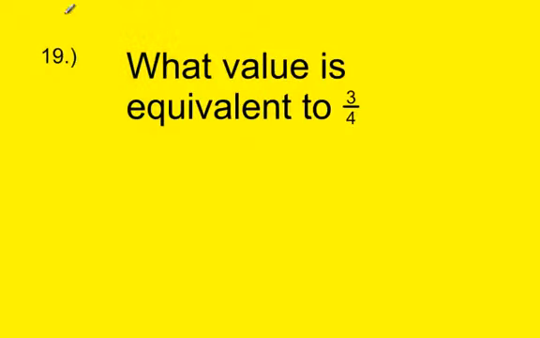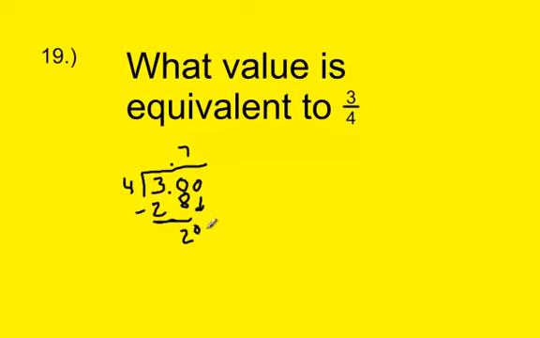Number 19. What value is equivalent to 3/4? Two ways of doing this. Here we go. Division house. What falls in? The 3. The 3 becomes your dividend. The 4, your divisor. Add a decimal, add a decimal, add a 0. 4 goes into 30 7 times. 30 minus 28, 2. Bring down a 0. 4 is going to go into 20 5 times. 0.75. Slide it over 2 times. You get 75%.